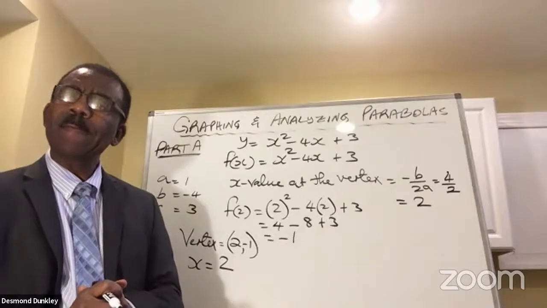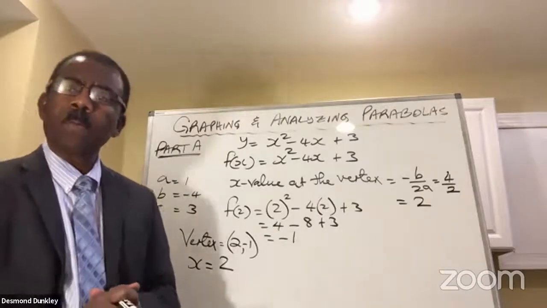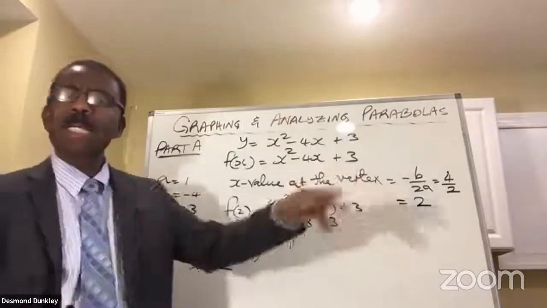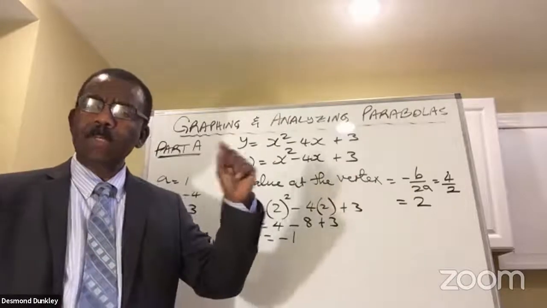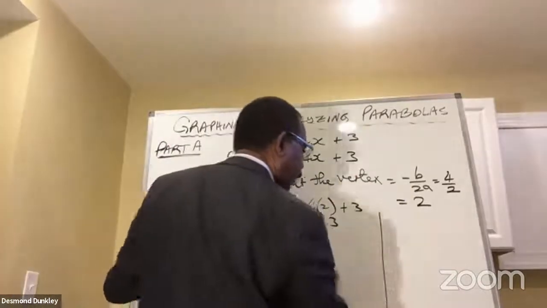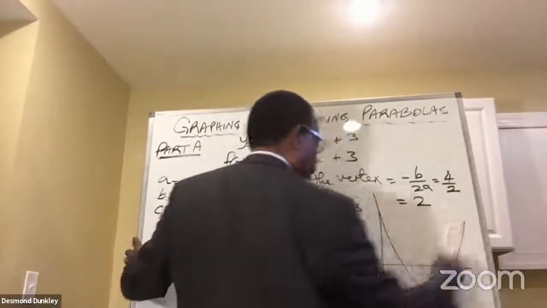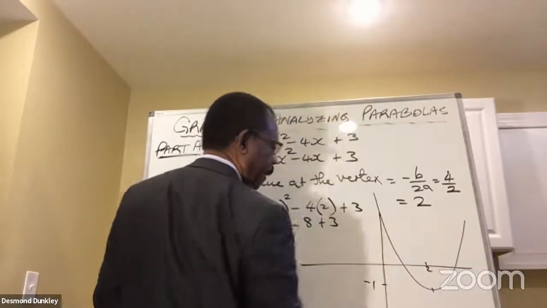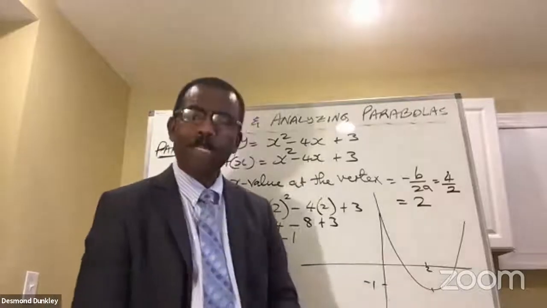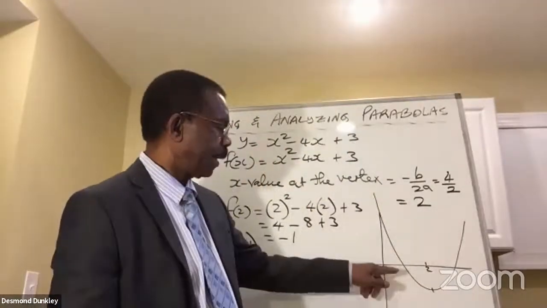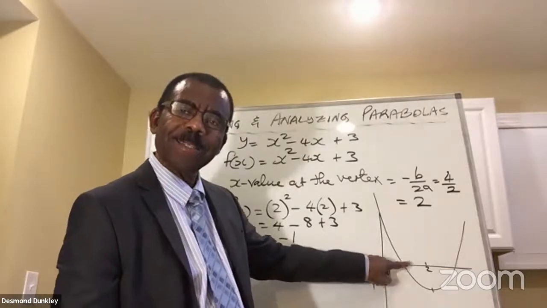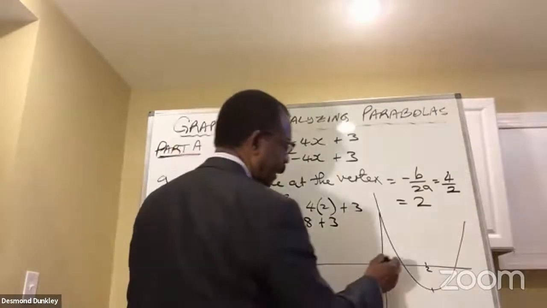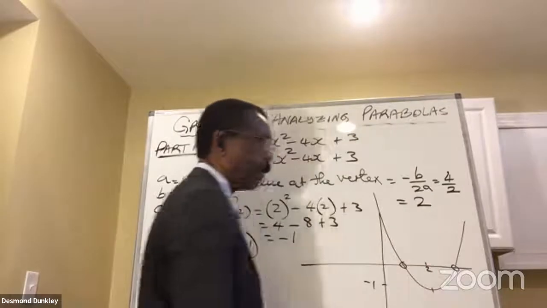Let's look if there are any x-intercepts. Where does this graph cross the x-axis? Well, this graph is going to cross the x-axis where y is equal to 0. Let's check it out. If you draw the graph, remember we said the vertex is (2, -1), and it opens upwards. So therefore, it has to cut the x-axis in 2 spots because the vertex is below the x-axis. So we need to get these 2 points.